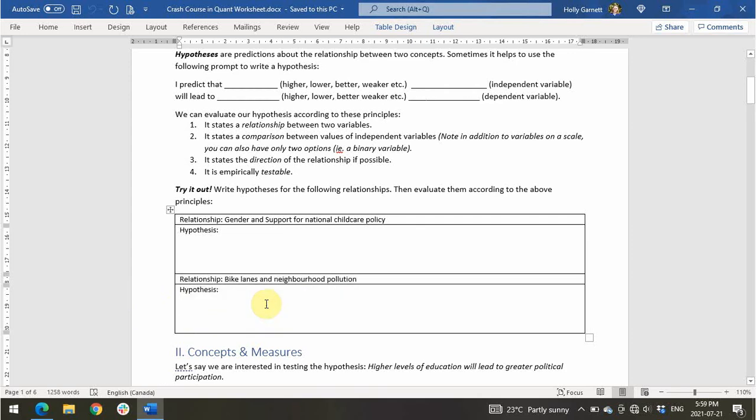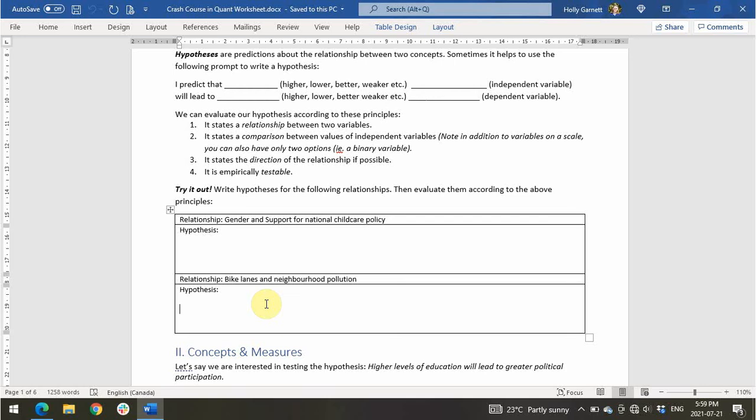The relationship between bike lanes and neighborhood pollution. Maybe I have this theory that when people ride bikes instead of driving cars, there's going to be less pollution in the air. The air quality will be nicer. Then my theory would be that having bike lanes, as opposed to not having bike lanes, is going to lead to lower neighborhood pollution.